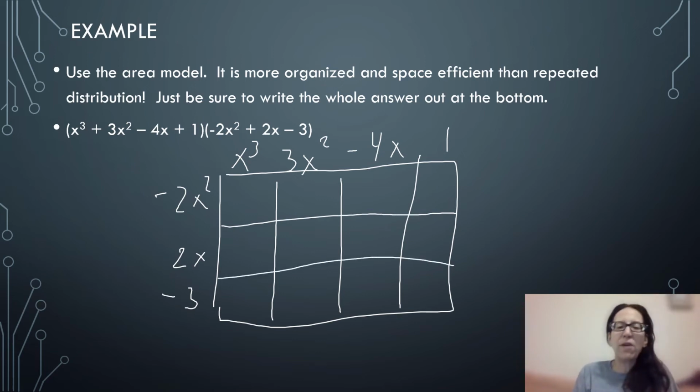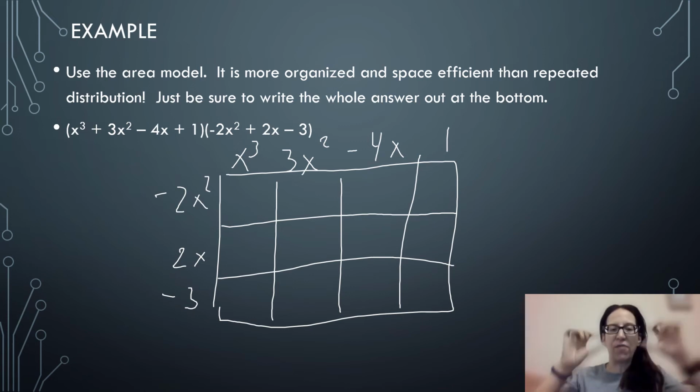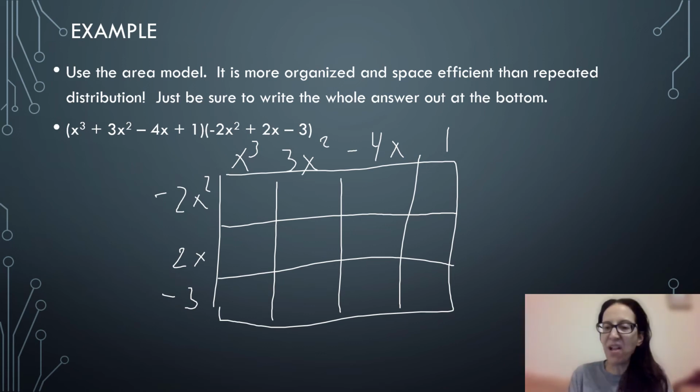The way the area model is going to work is to find the area of the whole thing. We're going to find the area of each of the little individual rectangles there, and then add them all up. Easy peasy, right? So going across the top here, negative 2x squared times x to the third. Now remember what we just went over about the exponents. You're going to add those exponents together. So we're going to get negative 2x to the fifth.